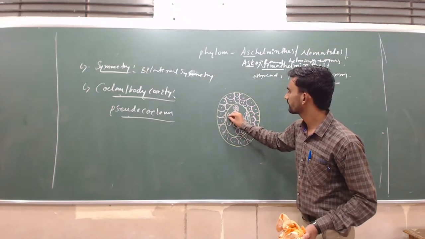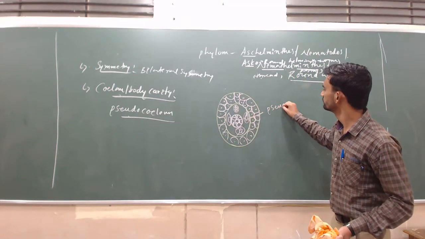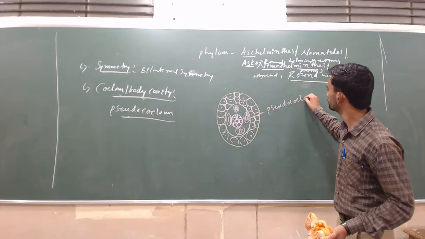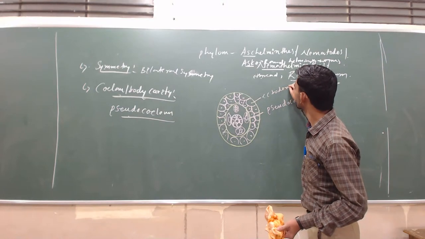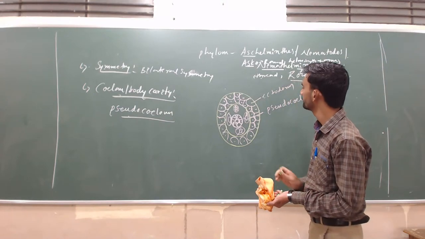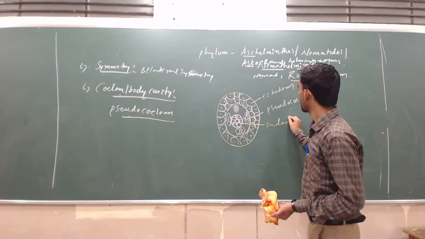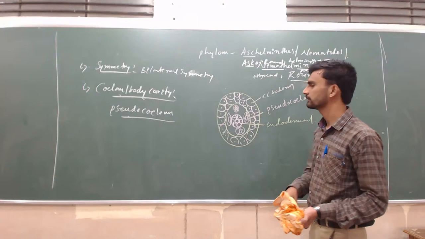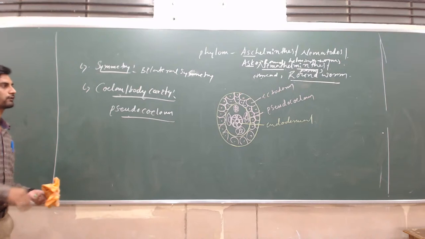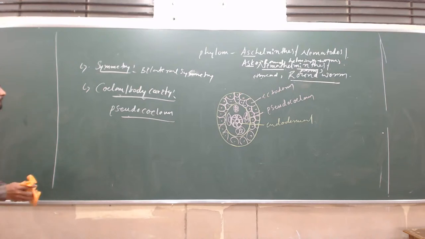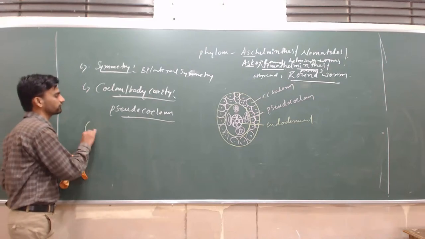Just remember, this is the pseudocoelom. This is the ectoderm, then this is the mesoderm, followed by the endoderm layer. You will find the central lumen. This is how the splitting of mesoderm occurs. One more important thing about pseudocoelomates to remember.